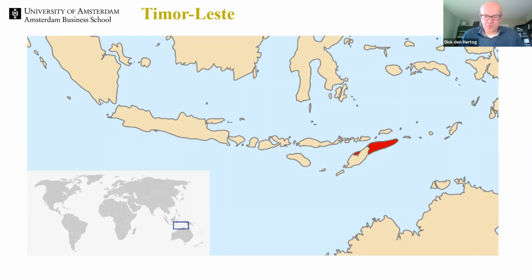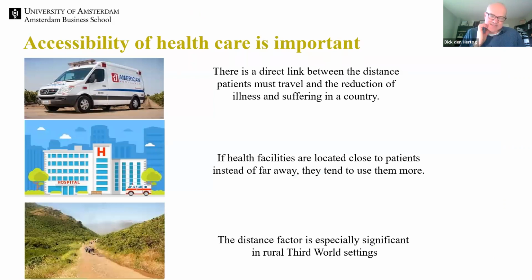And accessibility to healthcare is very important there, because research has shown that there is a direct link between the distance the patients have to travel and the reduction of illness and suffering in the country. So in fact, if health facilities, if hospitals or primary care centers are located close to patients instead of far away, they tend to use them more. So the distance to hospitals and healthcare centers is very important, especially for third world countries.